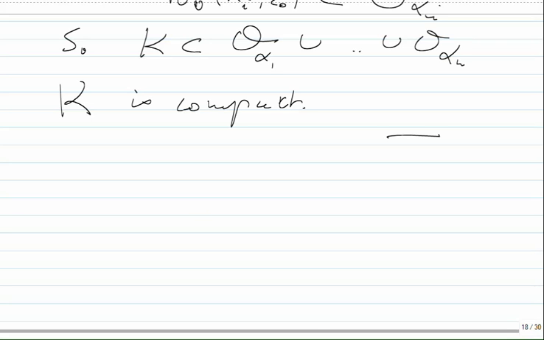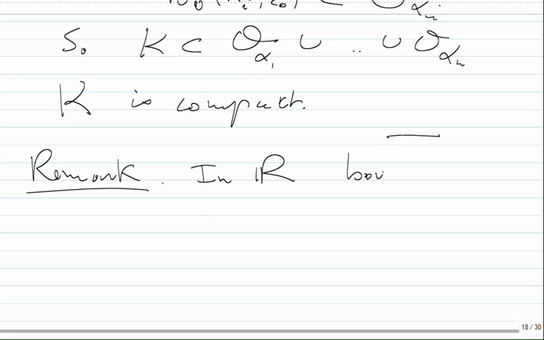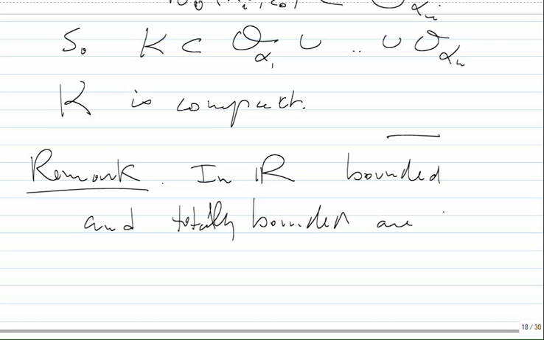Let me just make a remark here that I did mention before, but let me make it a little bit. In R, okay, bounded and totally bounded are the same.